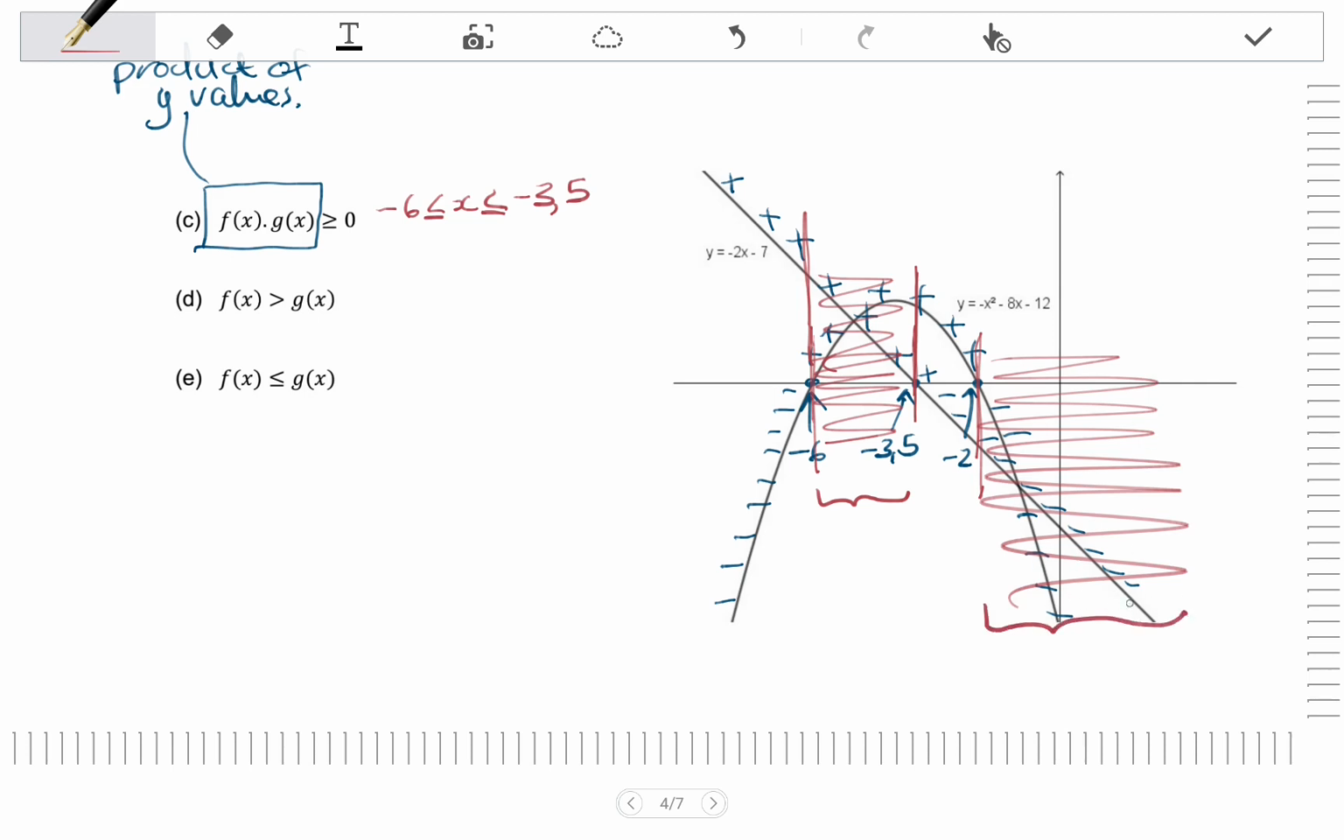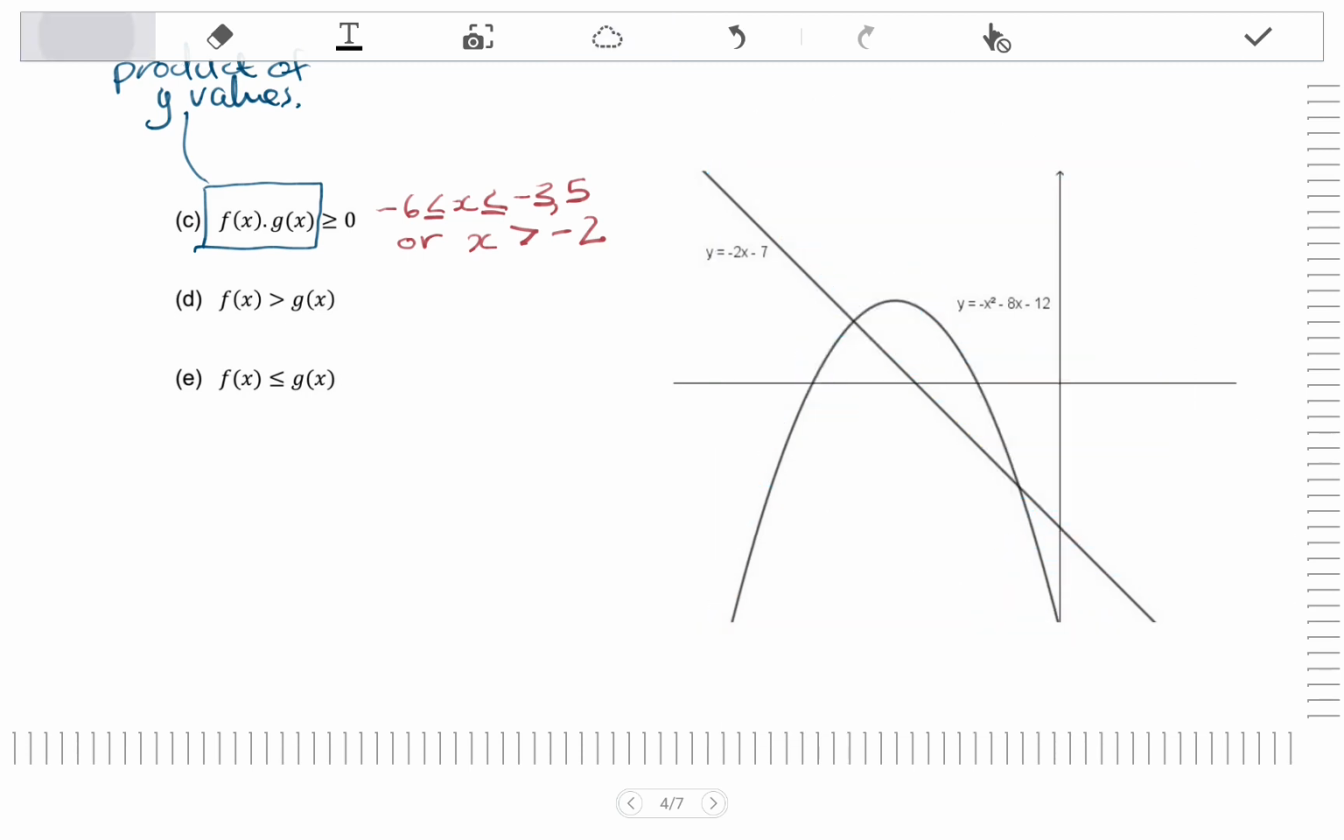These are all the x values that are greater than -2. So all x is greater than -2. Do I include -2? Yes, because at -2, the y coordinate is 0, and the product of y values would be 0. Right, moving on to D, and I'm going to have to just take all my squiggles away here.